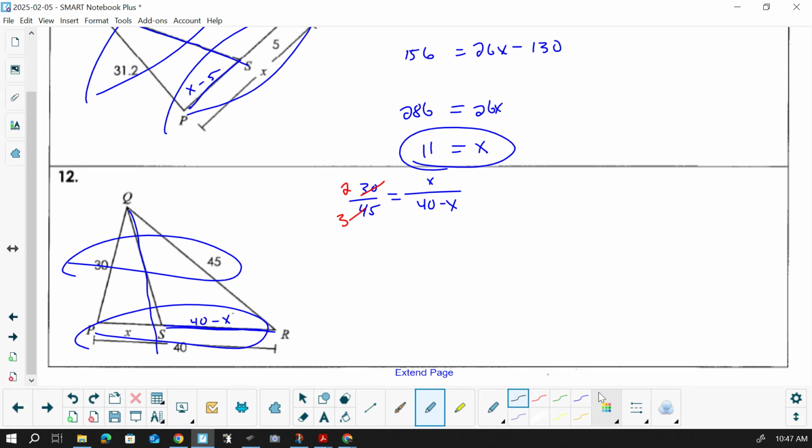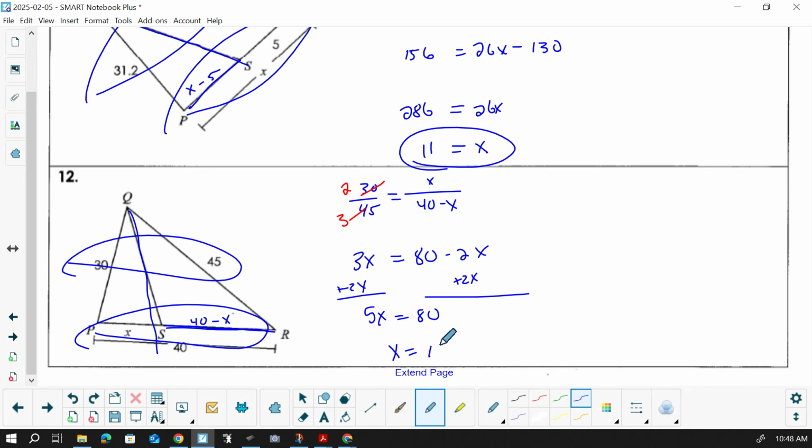All right, now let's cross multiply. That'd be 3x on this side, and this side would be 2 times 40, 80 minus 2x. And we're going to add that 2x to both sides. We get 5x equals 80. Divide by 5, x is 16. And that's the final one.